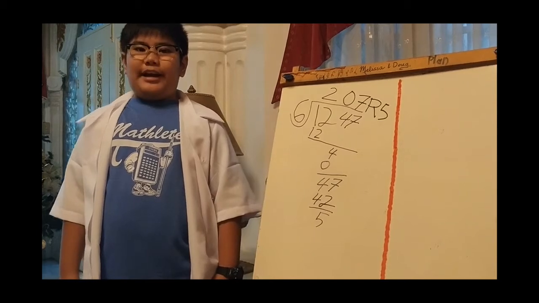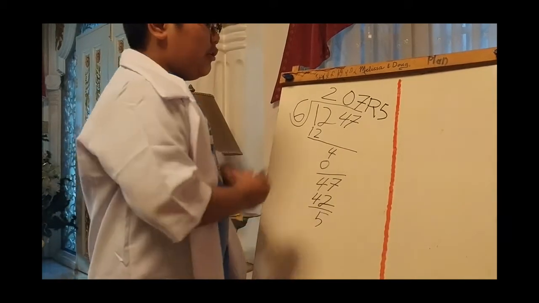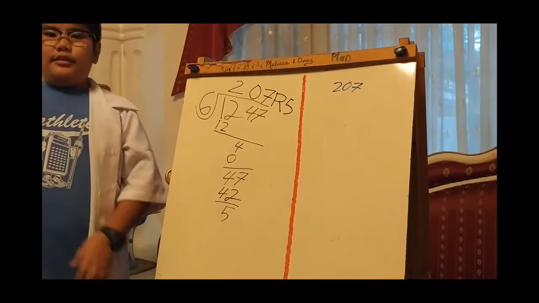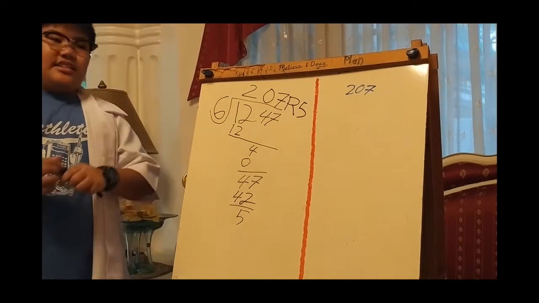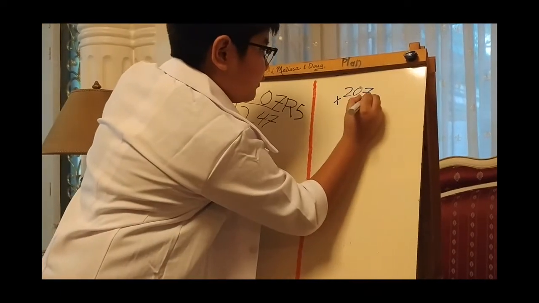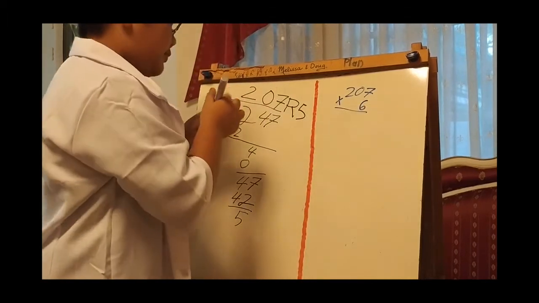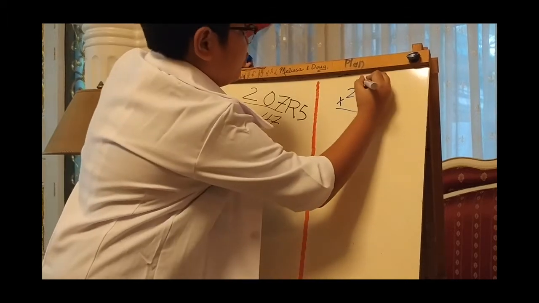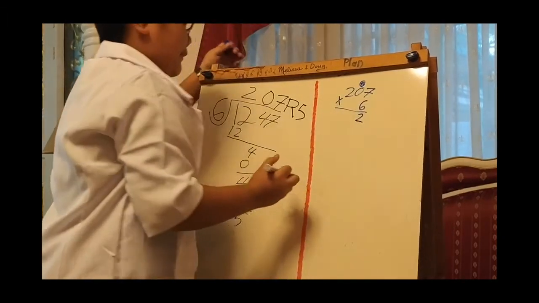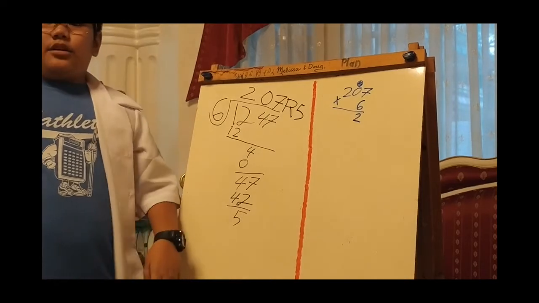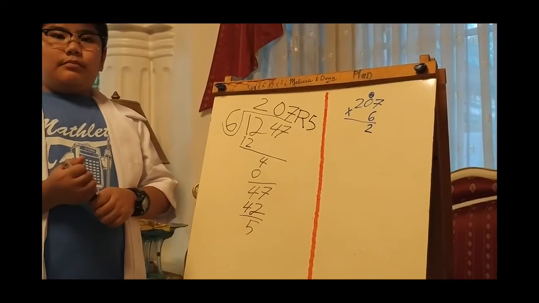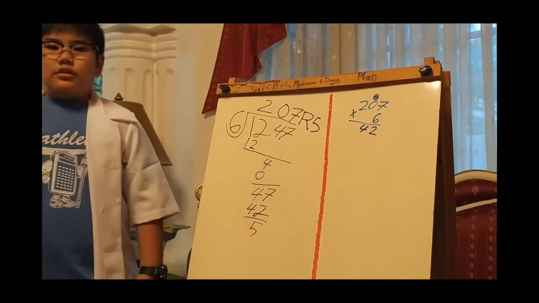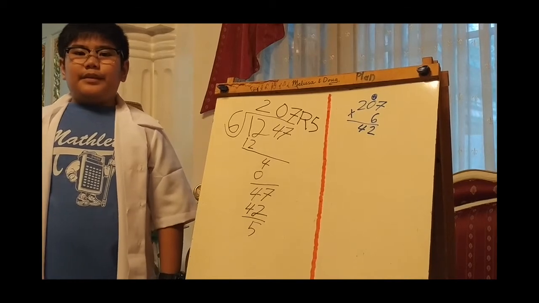First, multiply the quotient without the remainder, which is 207, by the divisor, which is 6. 7 times 6 is 42. Carry over the 4. 0 times 6 plus 4 is 4. 2 times 6 is 12.